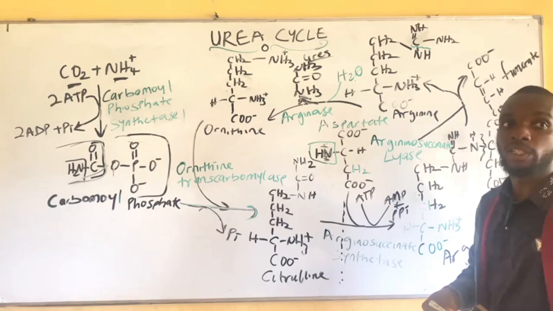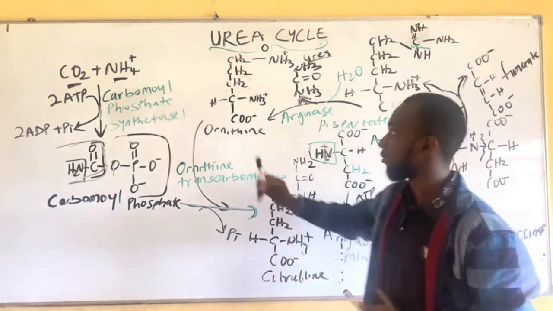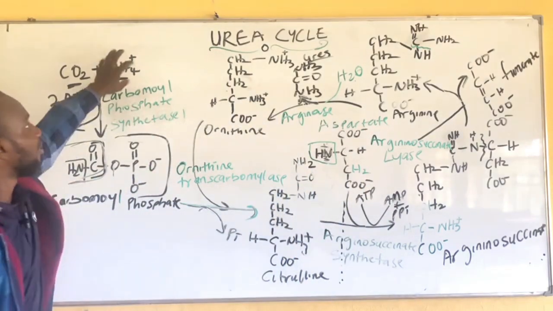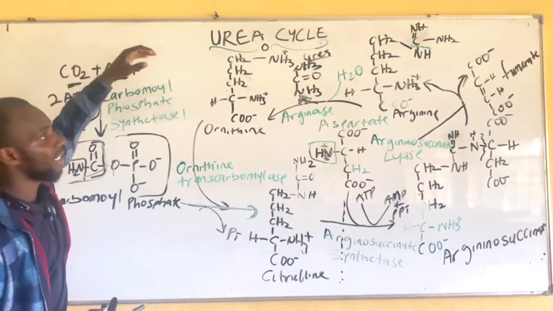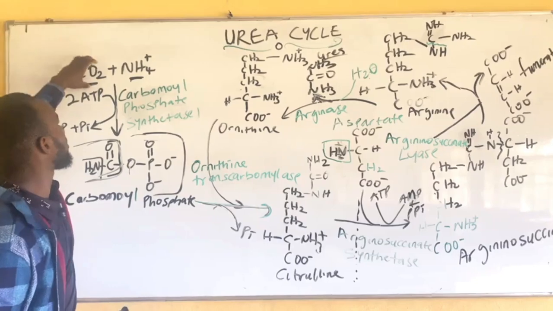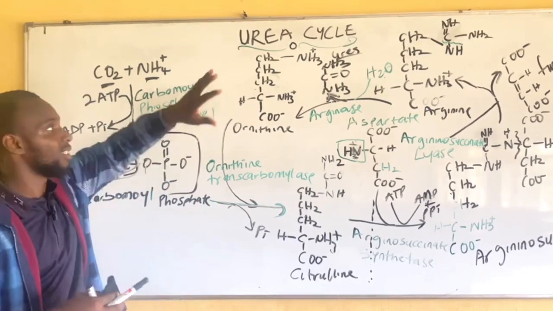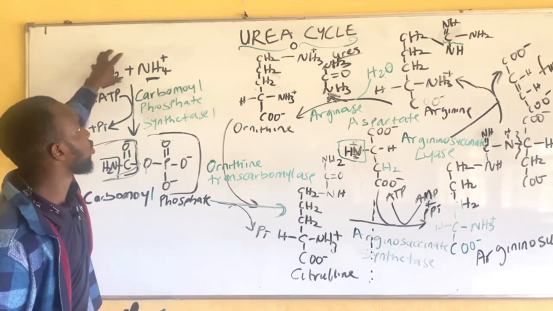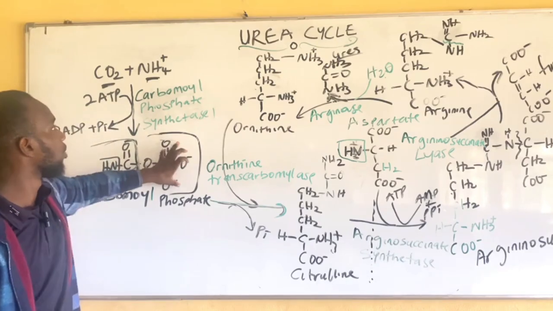Let me just quickly go through the video one more time, starting from here. The amino group was gotten from deamination, that's the removal of the amino group from the amino acid. This CO2 is from the citric acid cycle. When you look at my video on the citric acid cycle, you see how CO2 is produced. CO2 combines with this one plus a phosphate group from ATP to form carbamoyl phosphate.